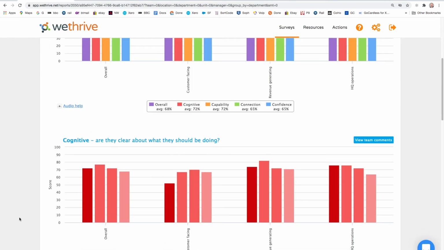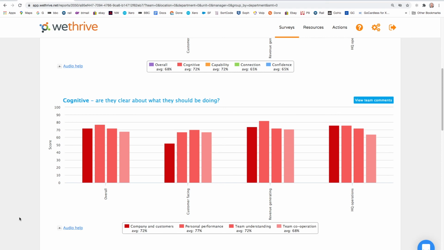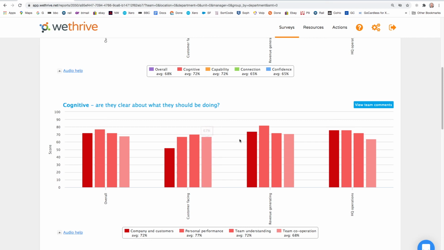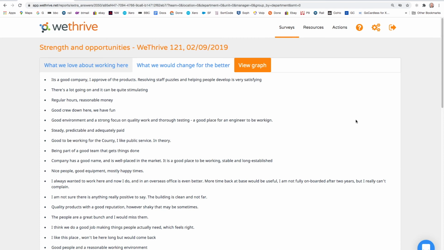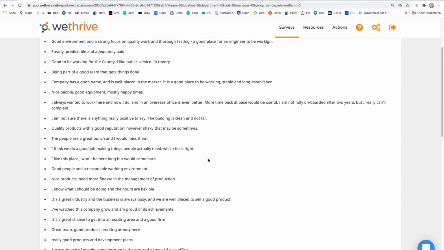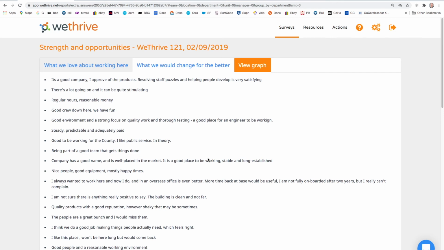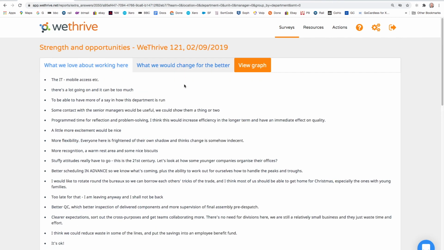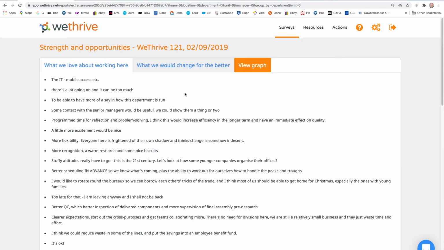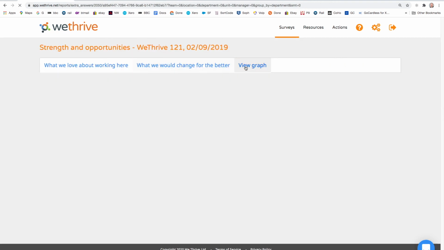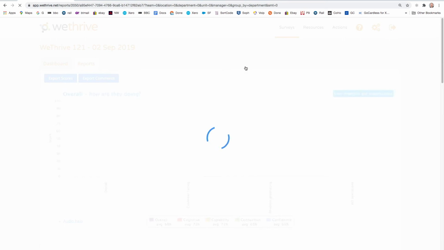When you scroll down, you can view the different areas of the 4C model in more detail. For example, the second chart shows the 4 red areas: company and customers, personal performance, team understanding, and team cooperation for the different groups in your view. The reports page is also where you can find the strengths and opportunities. Click on the blue button and you'll be taken to 2 tabs with a list of comments given to the 2 optional questions: what's great about working here and what's one thing you'd change for the better. If there are no comments here, these questions may not have been included in the original survey, or the group of people you're seeing in your report may not have left any comments.